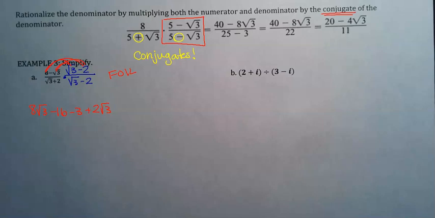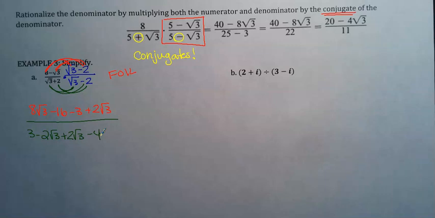All right, let's switch it up for the denominator. Okay, so again, I'm going to go ahead and FOIL so you remember why we choose conjugates. Square root of 3 times the square root of 3 is 3. Square root of 3 times negative 2 is going to be negative 2 times the square root of 3. Positive 2 times the square root of 3 is positive 2 times the square root of 3. Positive 2 times negative 2 is negative 4.